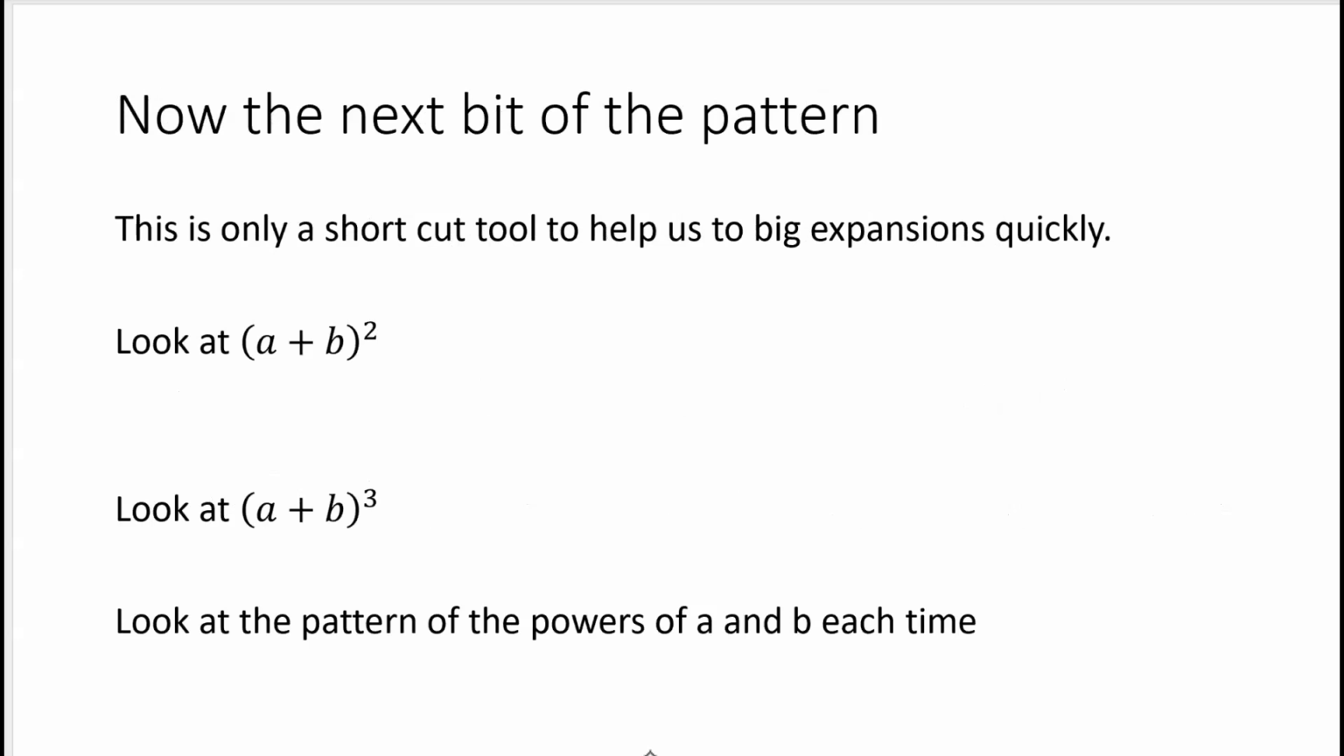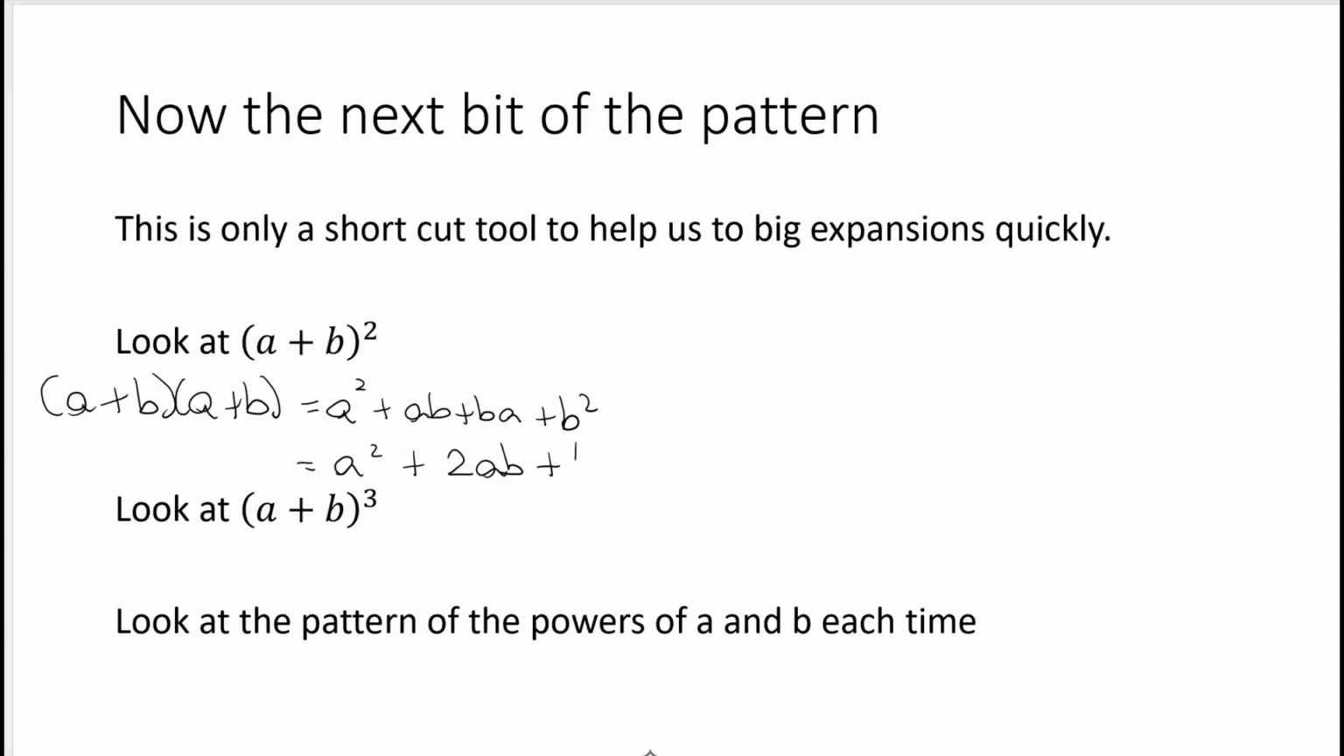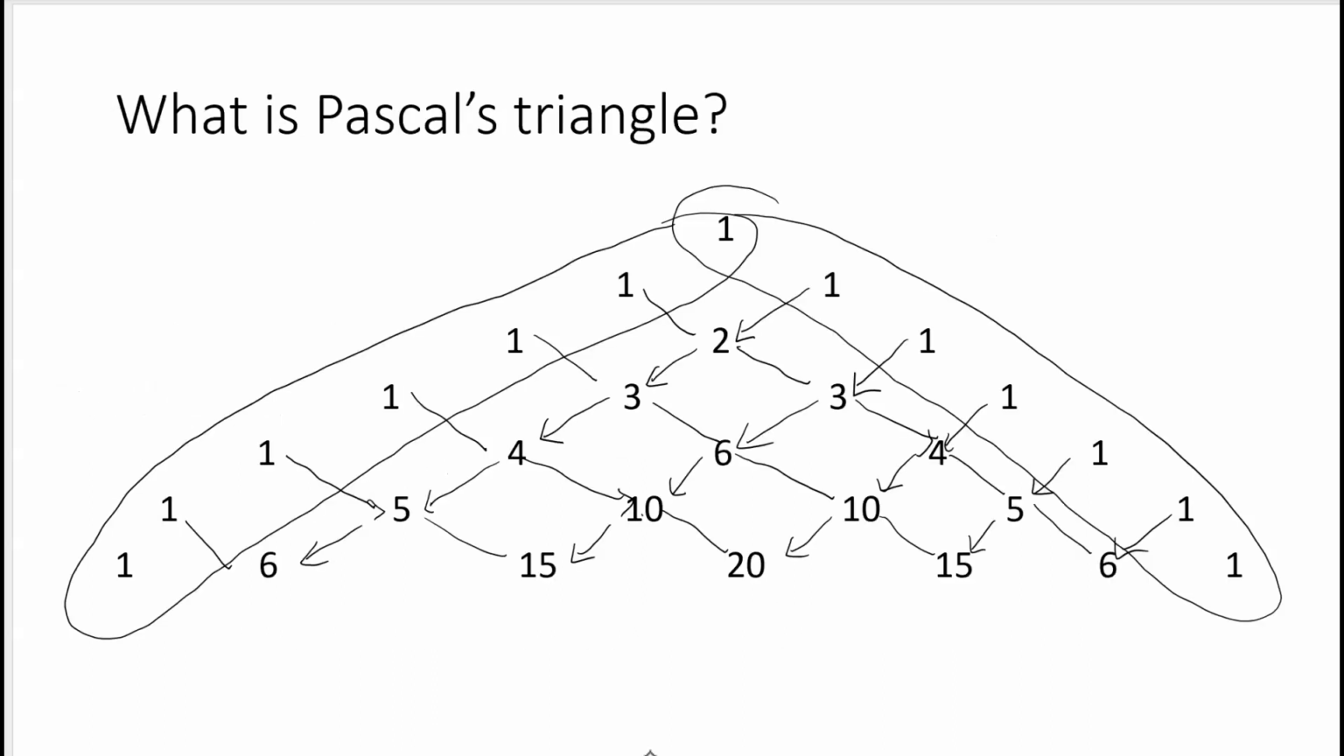Okay, now we know how to work out a plus b squared. We know that if we did it the long way, it would be a squared plus ab plus ba plus b squared, which is equal to a squared plus 2ab plus b squared. Now, if you look back at the triangle, let's just go back a couple of slides for the second line. Look, here it is here.